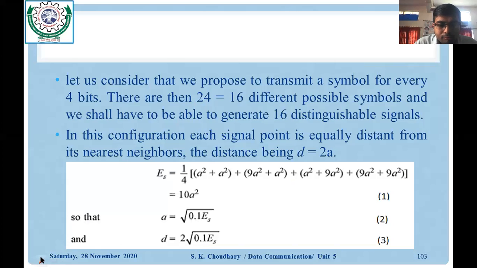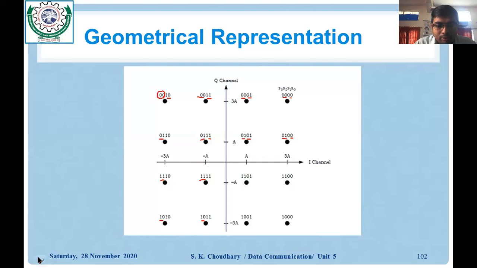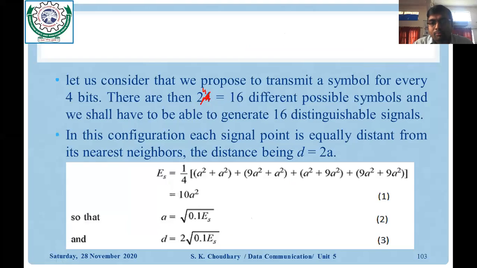One thing to correct here: it is 2 raised to the power 2, not 24. So in this way we can calculate the energy of the signal. If you take any quadrant, suppose I have taken the first quadrant, I can calculate the average energy of this quadrant. It would be divided by 4 because there are 4 symbols.